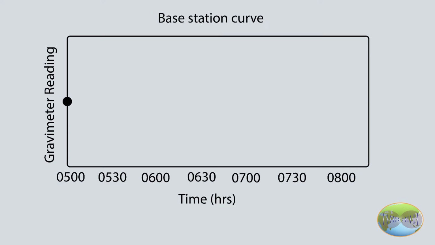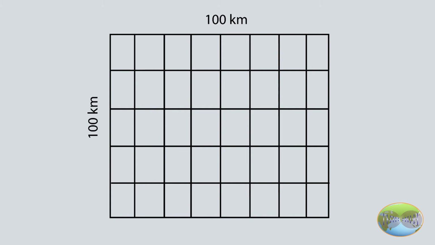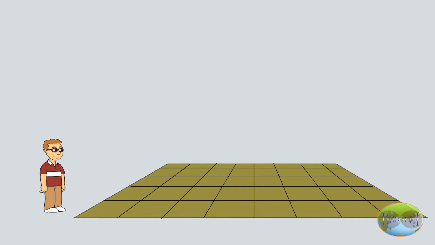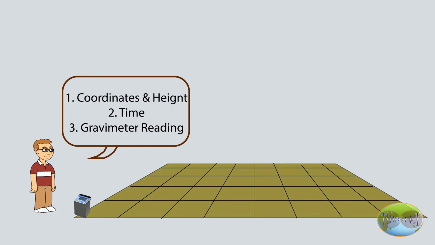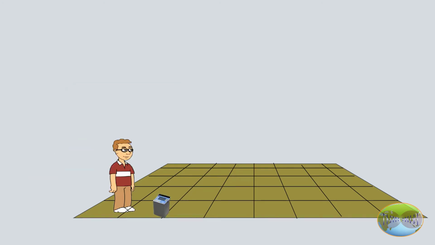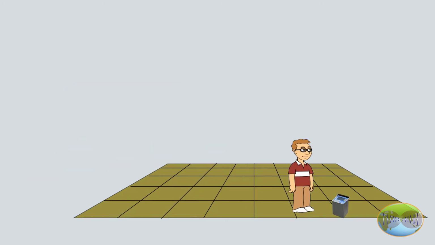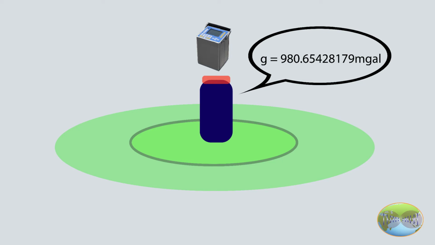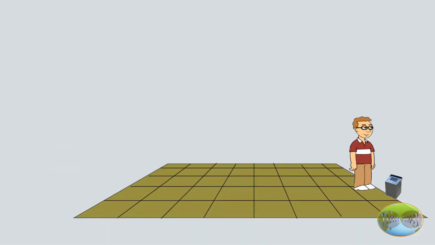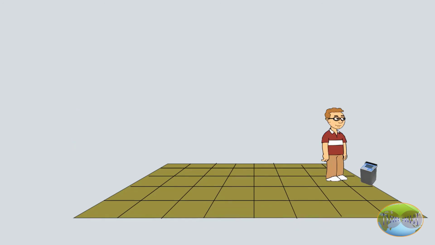After your first base station reading, you proceed to the field where you have pre-planned your survey. Let's say that your survey area is a 100 by 100 km area and you have grids. You start taking your survey at a point, let's say A. What you measure is the coordinates and height with a high precision GPS, time, and of course the reading of the gravimeter. You record the same data at all of the points along the line. Then stop here. Now you have to go back to the base and take your base reading again and plot it on your curve. This same procedure is followed again and again for all the lines. At the end of every line, a base reading has to be taken.